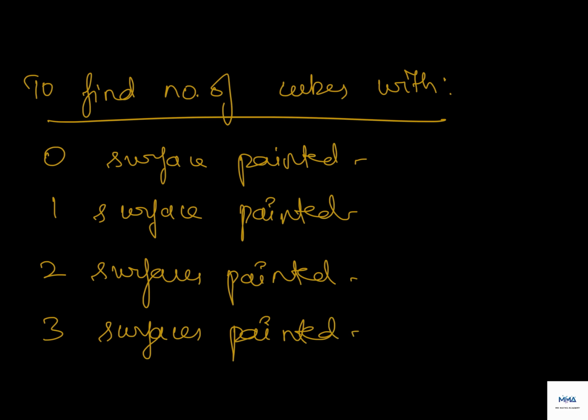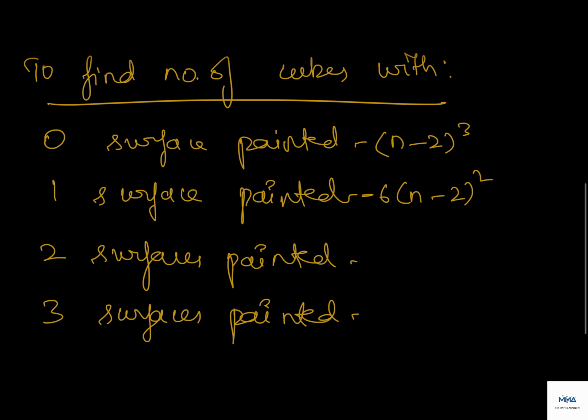The formula for 0 surfaces painted is going to be (n minus 2) whole cube. The formula for 1 surface painted is 6 into (n minus 2) whole square. The formula for 2 surfaces painted is 12 into (n minus 2), and the formula for 3 surfaces painted is 8 irrespective of the size of the cube.